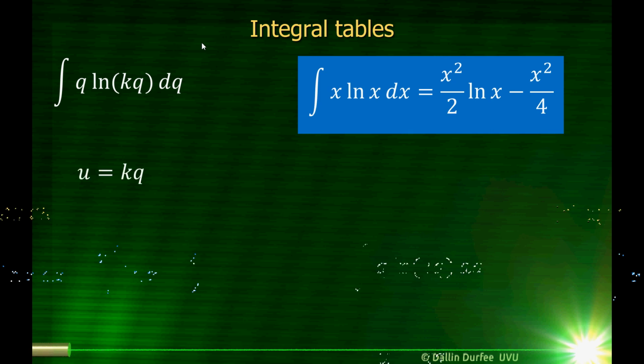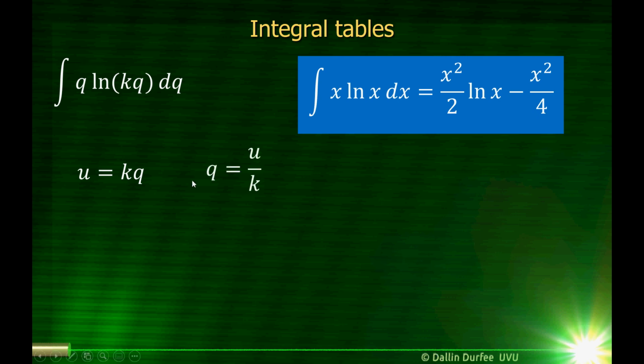I'm going to define u to be equal to k times q. Well, I have a q here without a k, so I need to note that I can solve this for q. q is just u over k. So I'm going to replace that with u over k, and I'm going to replace that with u. And then I need to replace the dq. How do I find the dq? Well, if I take the derivative of this, I find quickly that dq is 1 over k times du.